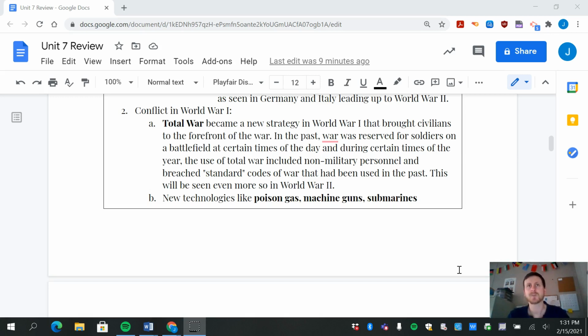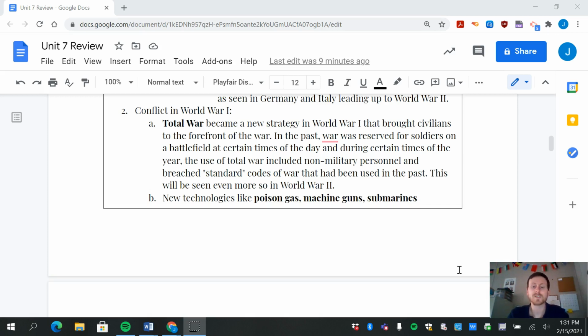So in the past, what we've seen is that war has been reserved for just soldiers on the battlefield. And oftentimes, if you think about events like the American Revolution, the British and the colonists would set a particular time, a particular date, and a particular time of year to meet and have these battles, because oftentimes it was hard to fight in the wintertime, and they needed to have good weather. Those were the rules of conduct, if you will, whenever it comes to war. But we start to see in World War I that those codes start to break down.